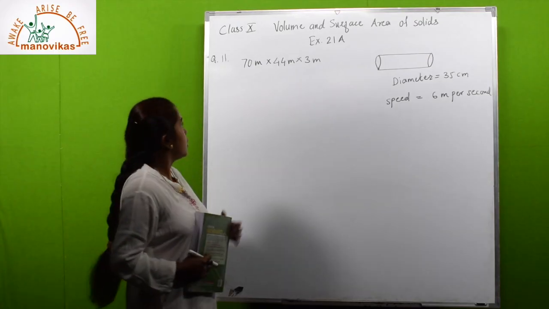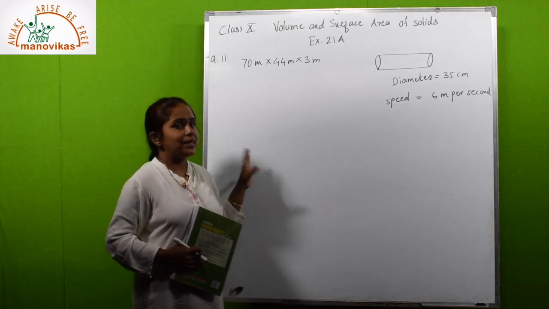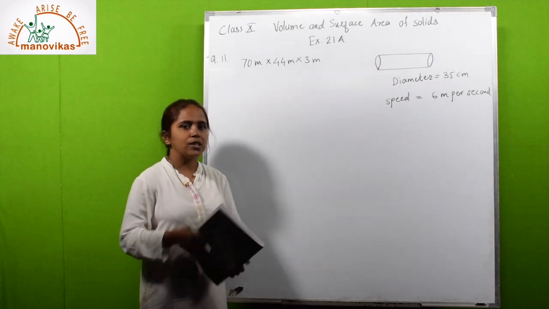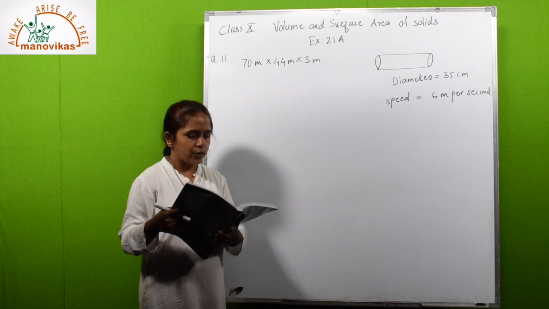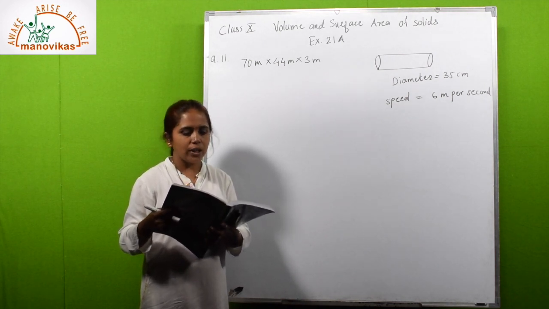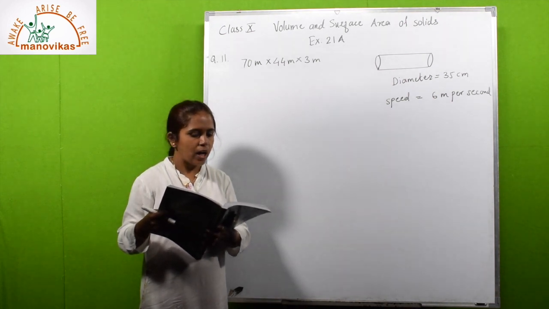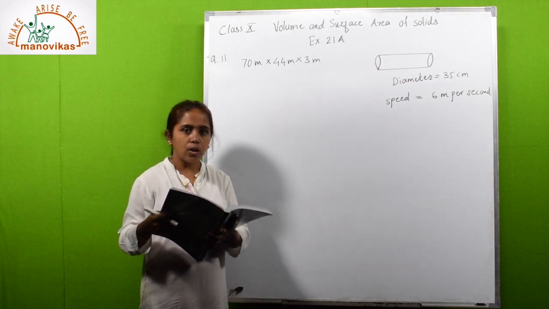Now the next question is question number 11 from exercise 21A. This is related to when the speed is given. What is this question? A swimming pool 70 meter long, 44 meter wide and 3 meter deep is filled by water issuing from a pipe of diameter 35 centimeter at 6 meter per second. How many hours does it take to fill the pool?